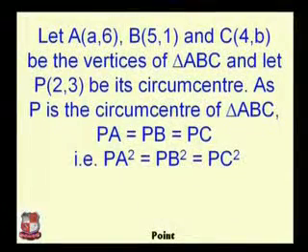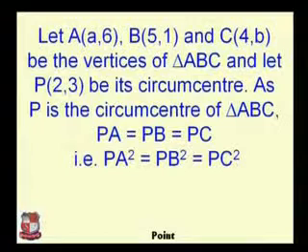Let A(a, 6), B(5, 1) and C(4, b) be the vertices of triangle ABC, and let P(2, 3) be the circumcenter. As P is the circumcenter of triangle ABC, by the definition of circumcenter, PA is equal to PB is equal to PC. That means PA square is equal to PB square is equal to PC square.